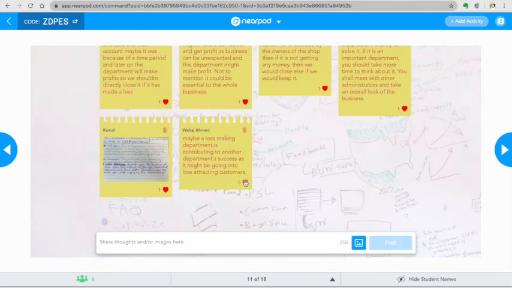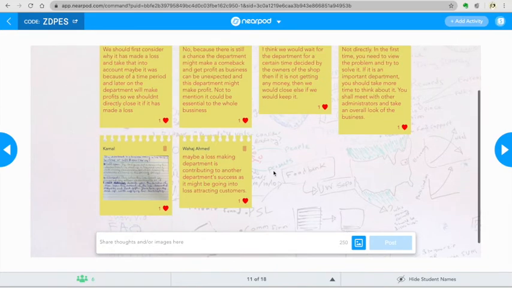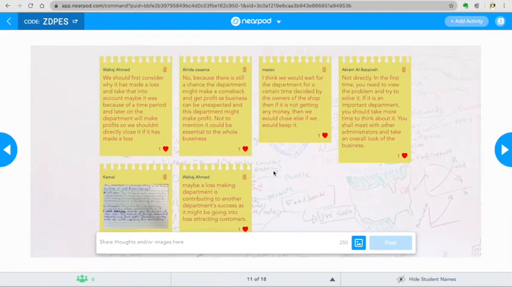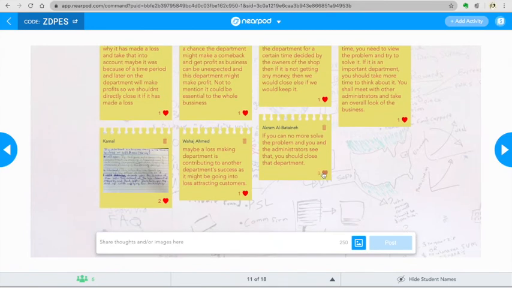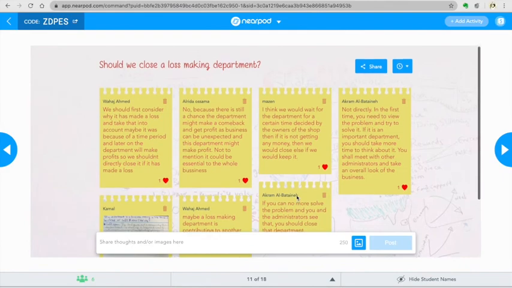A loss making department is contributing to another department's success. Maybe going into loss is attracting customers. Good point there, Wahaj. Okay, you can solve the problem, and you and the administrators should close that department.